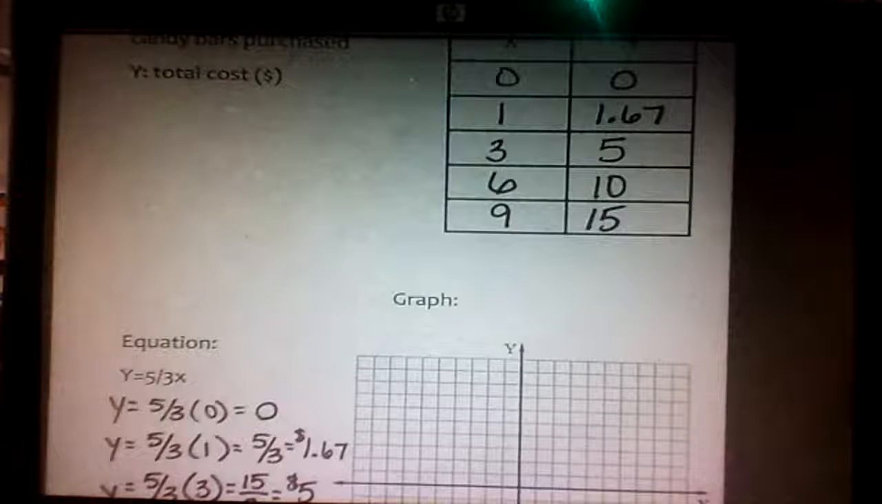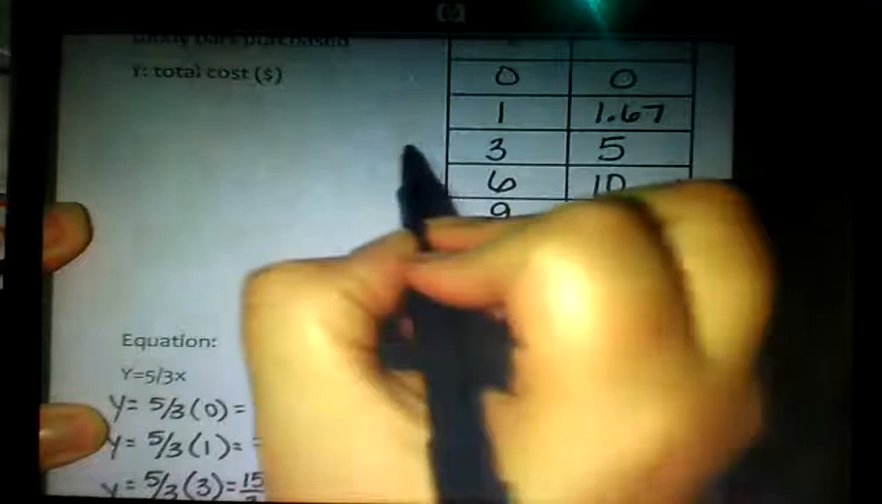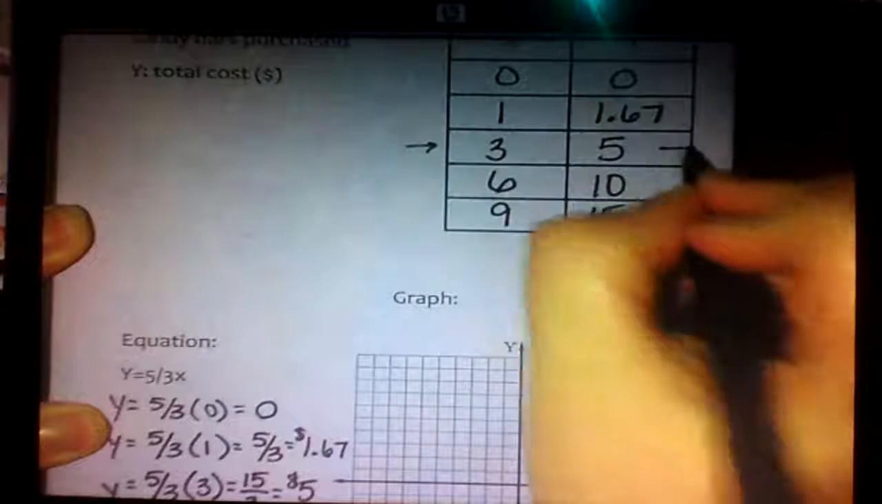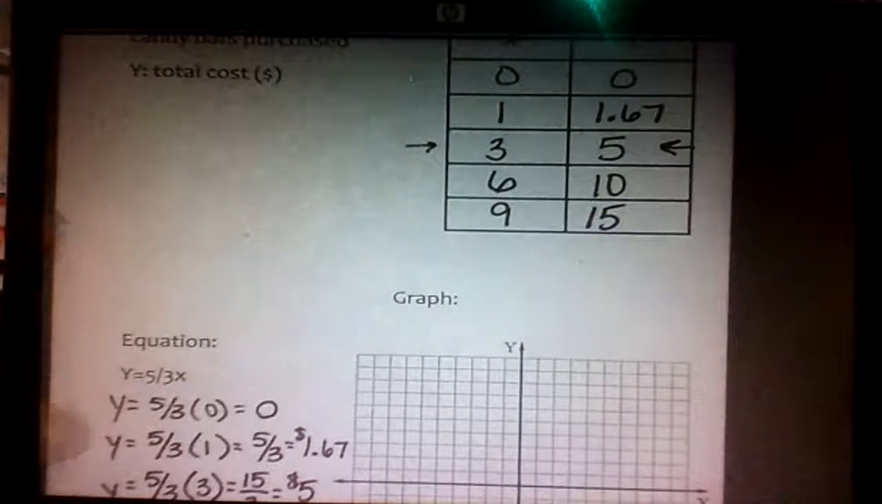So what if I told you I'm buying 30 candy bars? Remember, every 3 candy bars I spend $5. So I'm going to buy 30 candy bars. How much? $50. If I multiply 3 by 10 to get me to 30, I better multiply that money amount by 10 to give me 50.